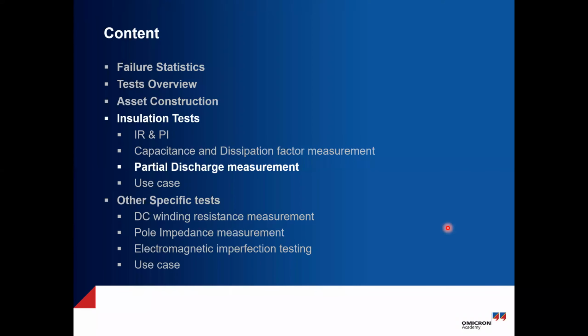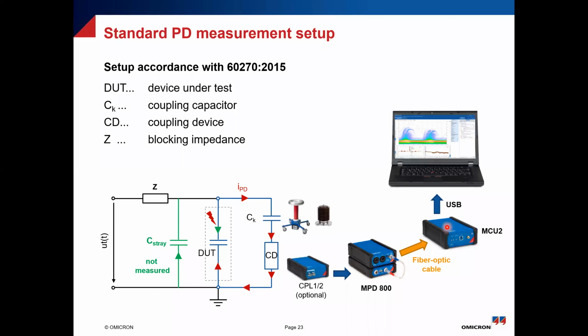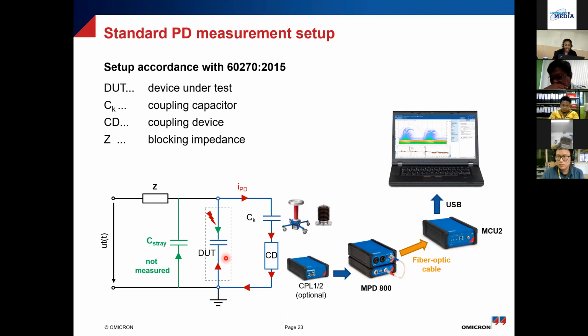Okay, because we talked about PD now, how to do the test. Again, this is taken from the IEC 60270 standard. You have your source, the blocking impedance for blocking any PD coming from the source, your test object, the coupling capacitor, and finally the measurement system. The measurement system consists of the coupling device, the data acquisition unit, and the control unit, which basically talks to your laptop and transfers the data.